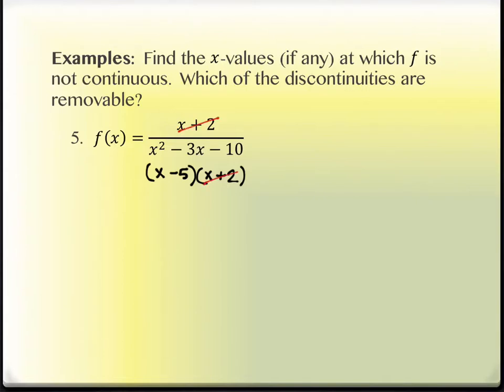Now, when that happens, it doesn't eliminate the fact that there's a problem at x equal to negative 2. There's still a problem there, right? I still can't plug x equal negative 2 into the original function. So there are two discontinuities. There's one of them at x equal negative 2, and there's one of them at x equal 5. But different things are happening at those two locations. So these are the places where it's not continuous.